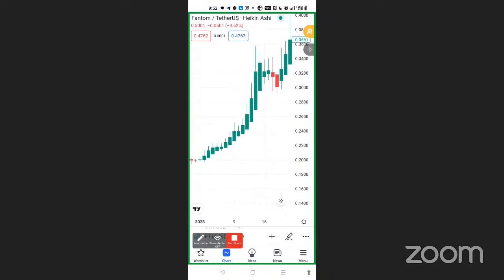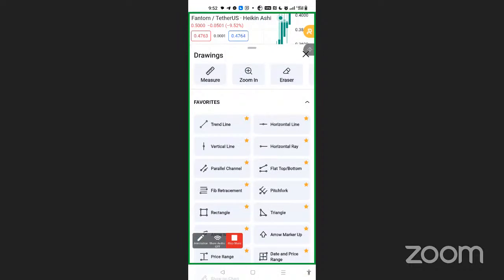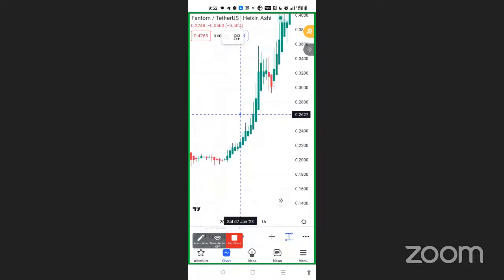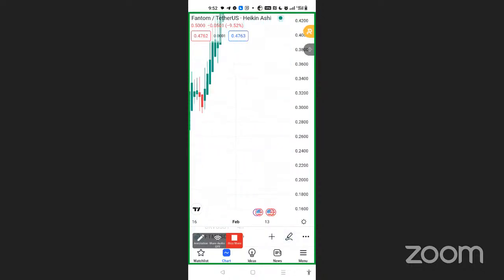Imagine this market moved non-stop from here. If we measure using the price range, which I'll discuss from here, it was able to make 77%, if I stop here for now. So Heikin-Ashi candles help you to maintain an upward trend.